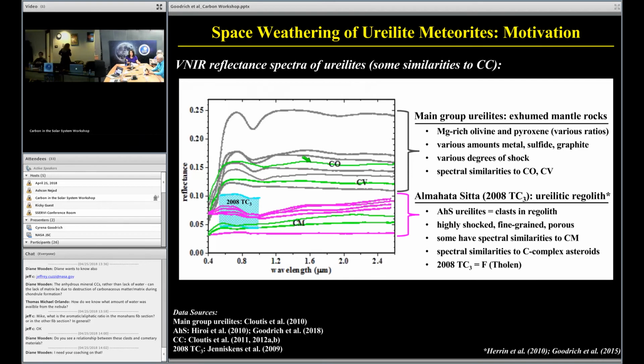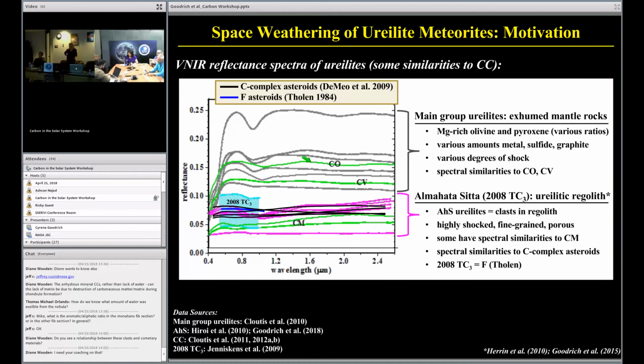Furthermore, ureilitic samples from the Almahata Sitta polymict meteorite show even greater similarities to carbonaceous chondrites. Now, Almahata Sitta fell in 2008 from the impact of asteroid 2008 TC3 in Sudan and is thought to represent ureilitic regolith. So these samples, which are shown here in magenta, are ureilitic samples from Almahata Sitta, and they represent clasts in ureilitic regolith. You can see that their spectra are much darker than those of the main group Ureilites, and some of them have strong spectral similarity to CM carbonaceous chondrites.